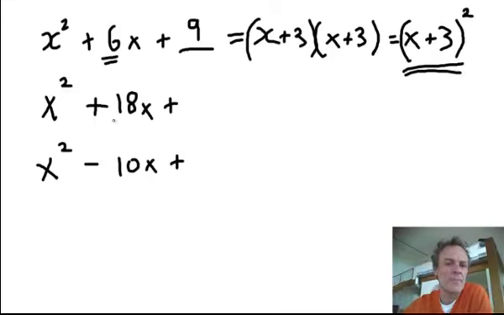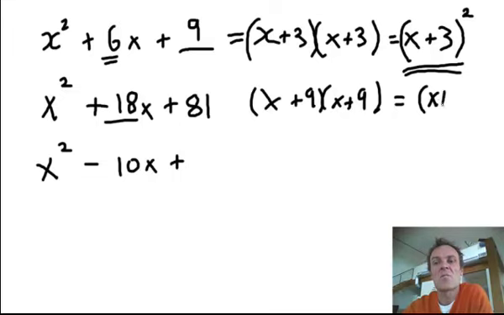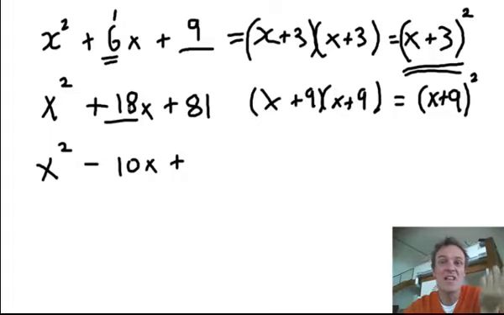Okay, so have a look at this one. 18. What's half of 18? It's 9. What's 9 squared? It's 81. If you were to factor that, it would be x plus 9 with another x plus 9. In other words, it is x plus 9 all squared. Now, the little shortcut for this is: half of this is 3, that's the number in the parentheses. What's half of 18? It's 9. That's the number in the parentheses. Can you see that?